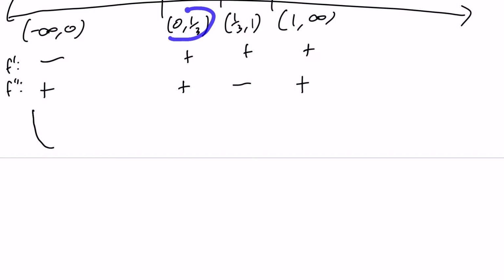On the interval from 0 to 1/3, we're increasing concave up. So that means we're going to look something like this. On the interval from 1/3 to 1, we are increasing concave down. So that means we're going to look something like this. And then lastly, on 1 to infinity, we are increasing concave up. So we look something like this. If we glue all 4 of these together, we will get the general shape of our graph.